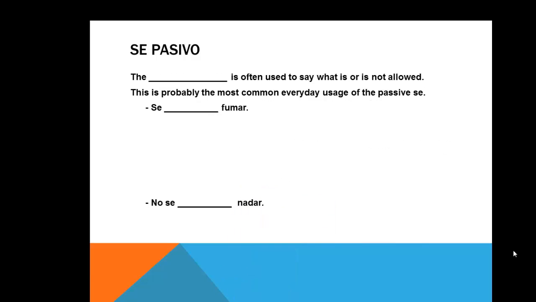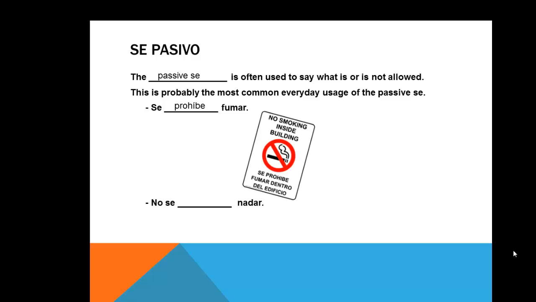The passive se is often used to say what is or is not allowed. And this is probably the most common everyday usage of the passive se. You'll see this a lot as you look around. We might say something like, se prohíbe fumar, meaning that smoking is prohibited. In this case, we're not saying you can't smoke. We're not saying he can't smoke. We're saying that the act of smoking is prohibited.